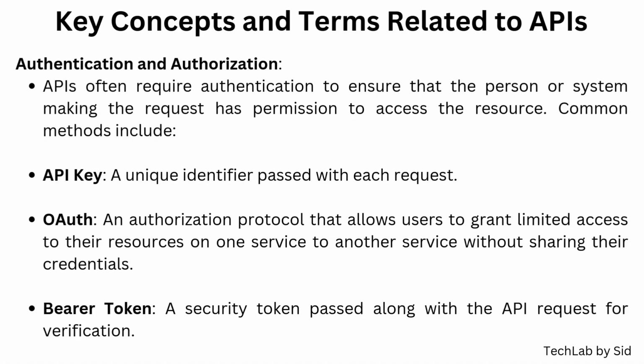Authentication and authorization. APIs often require authentication to ensure that the person or system making the request has permission to access the resource. Common methods include: API key, a unique identifier passed with each request. OAuth, an authorization protocol that allows users to grant limited access to their resources on one service to another service without sharing their credentials. Bearer token, a security token passed along with the API request for verification.